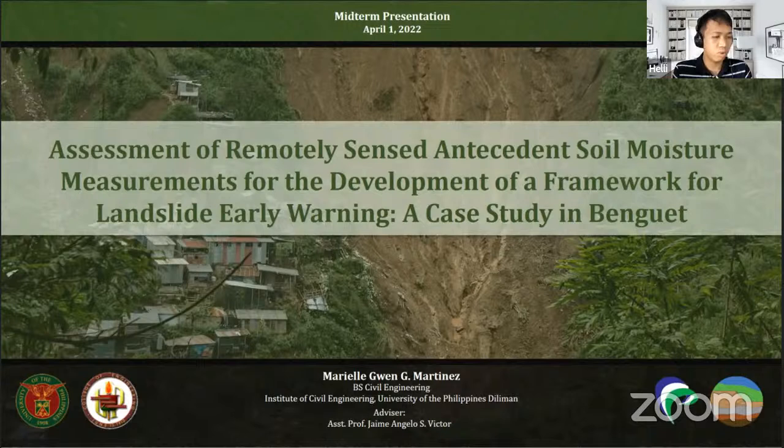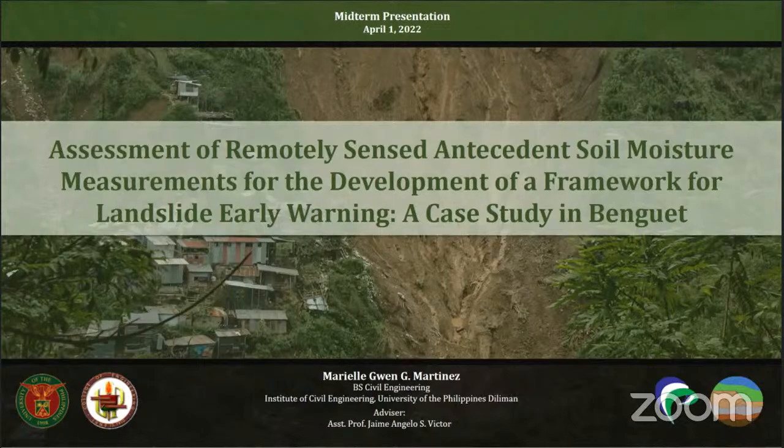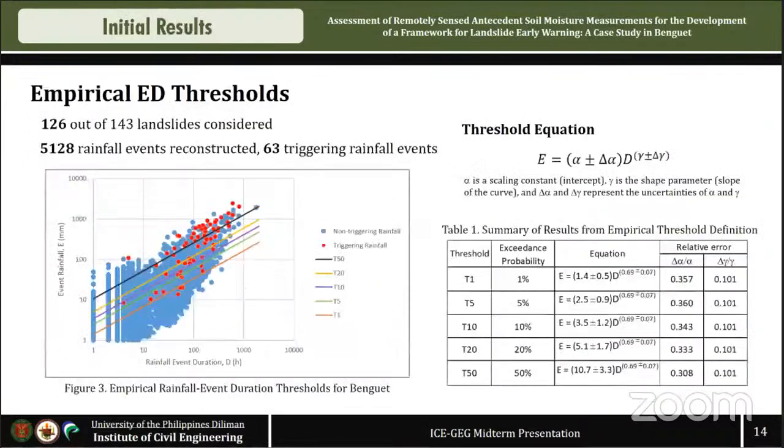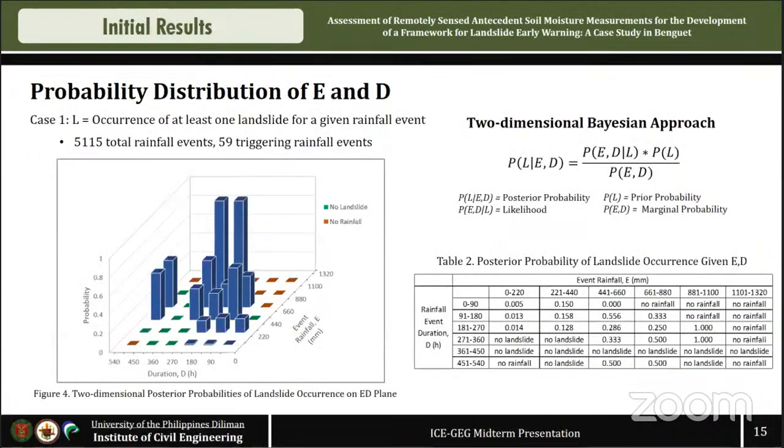Marielle, do you have any initial results already? Number 1 is the consideration of the rainfall events, right? Yes. Then the second is the consideration of the antecedent soil moisture. Yes po.